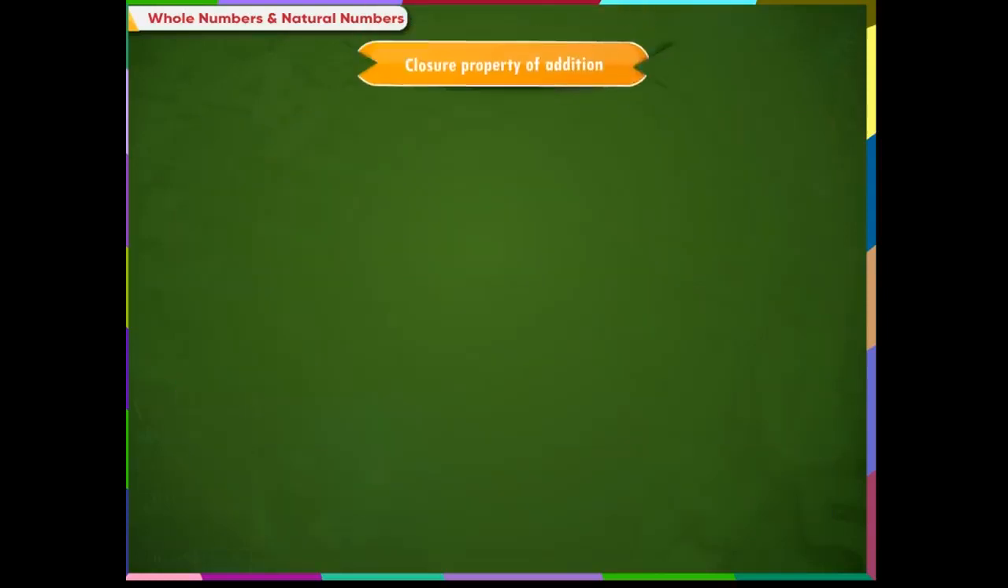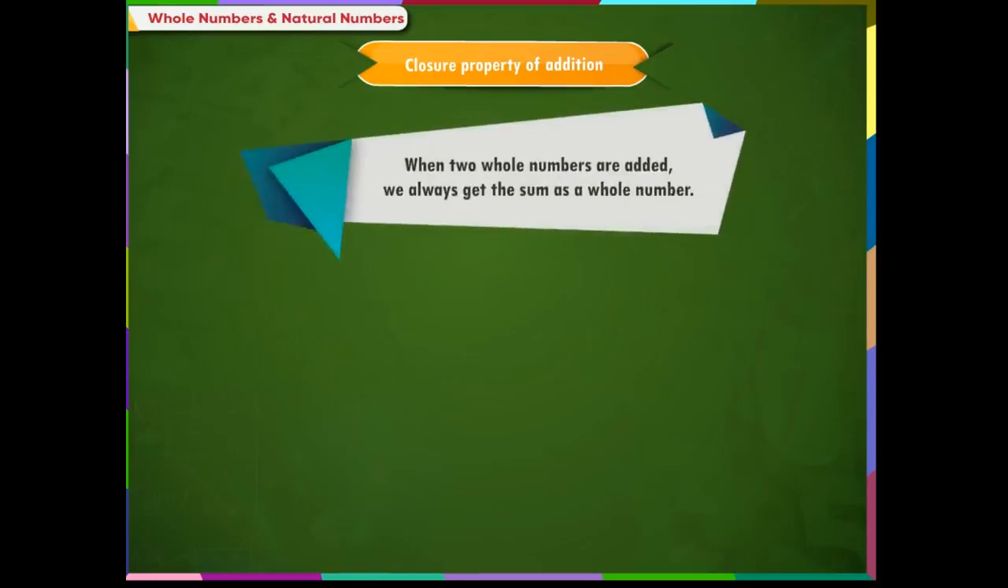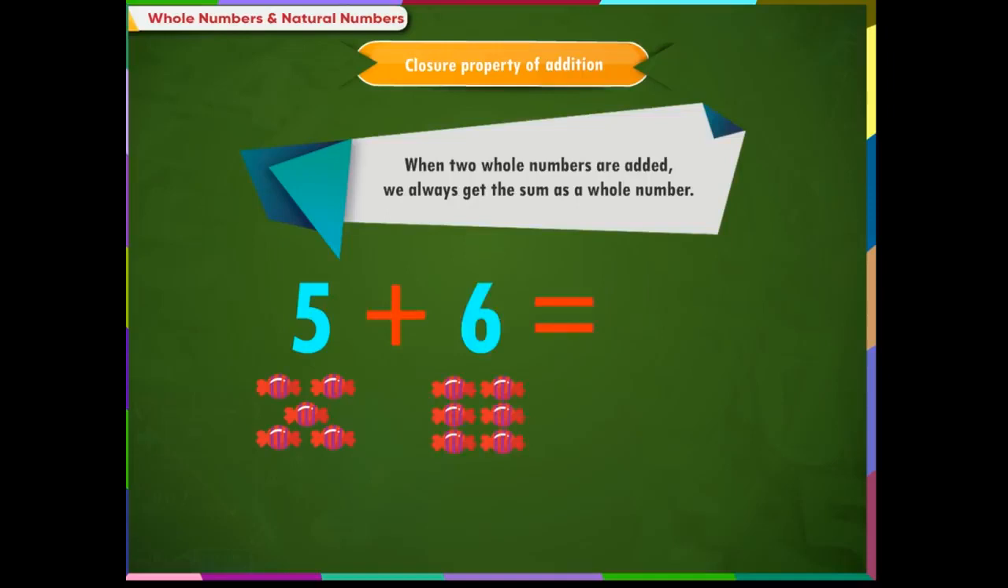Closure property of addition. When two whole numbers are added, we always get the sum as a whole number. For example, 5 plus 6 is equal to 11, which is a whole number.